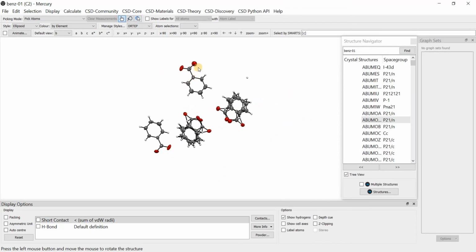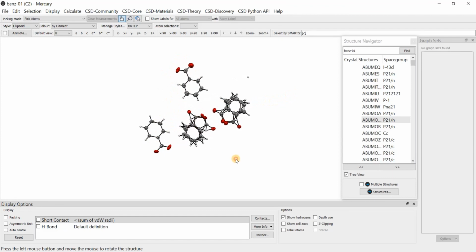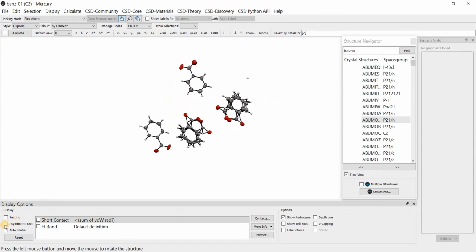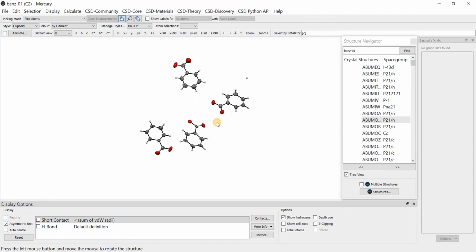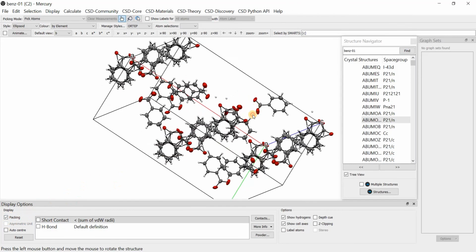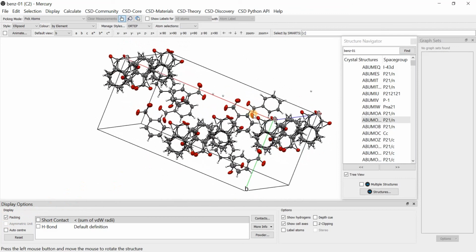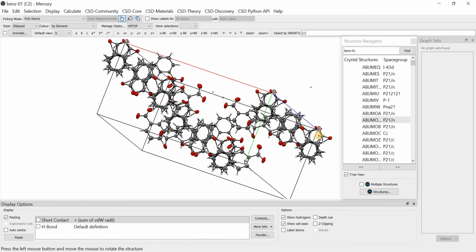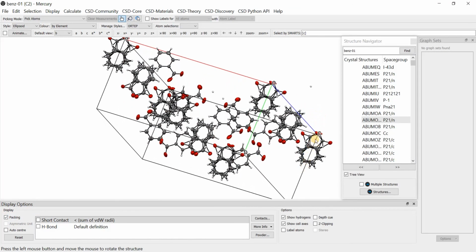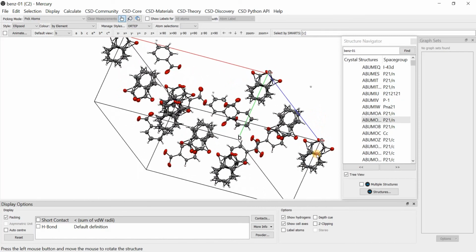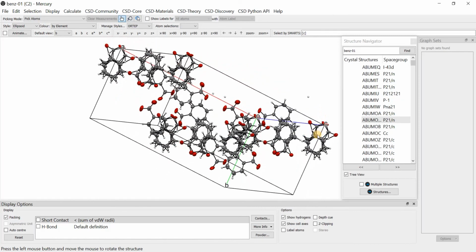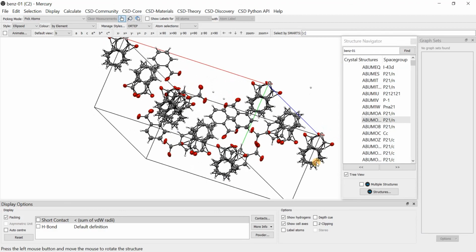So these two are the fully occupied benzoate and these are the half occupied. If you see the asymmetric unit, it is looking like this. If I go into packing, then you can see this benzoate is only half occupied and it is along the two-fold axis, only half in this unit cell and half in the neighboring unit cell.